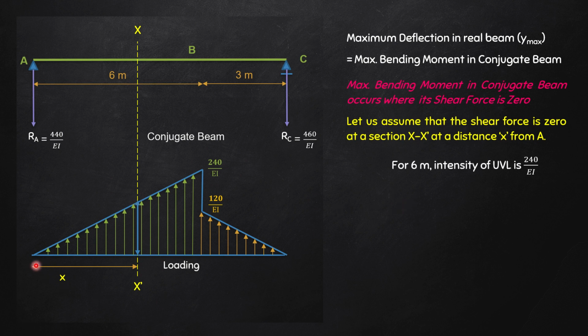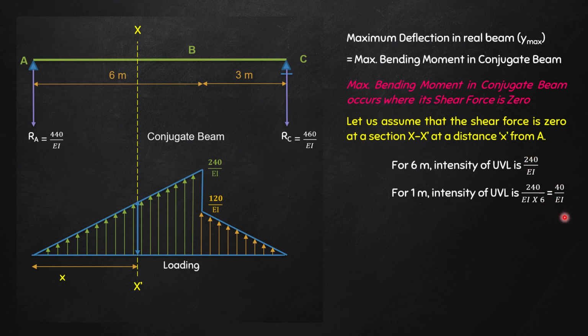So for 6 meters, the intensity of the UVL is 240 divided by EI. Therefore, for 1 meter, how much will it be? It will be 240 divided by EI divided by 6. That is 40 divided by EI, right?